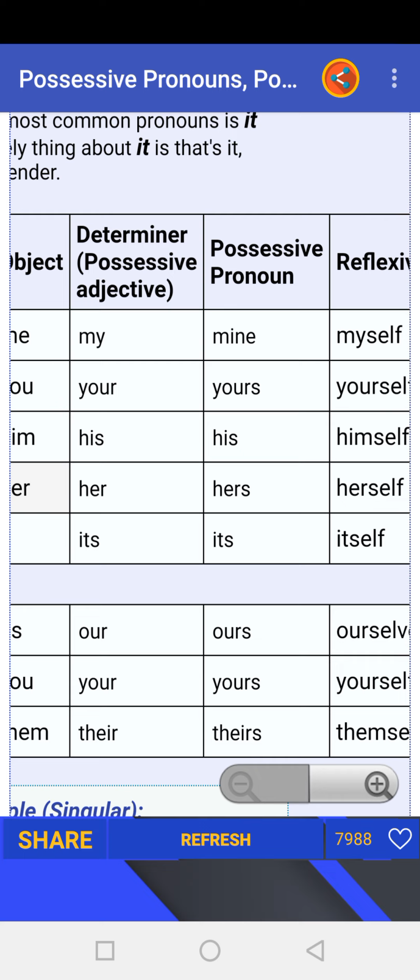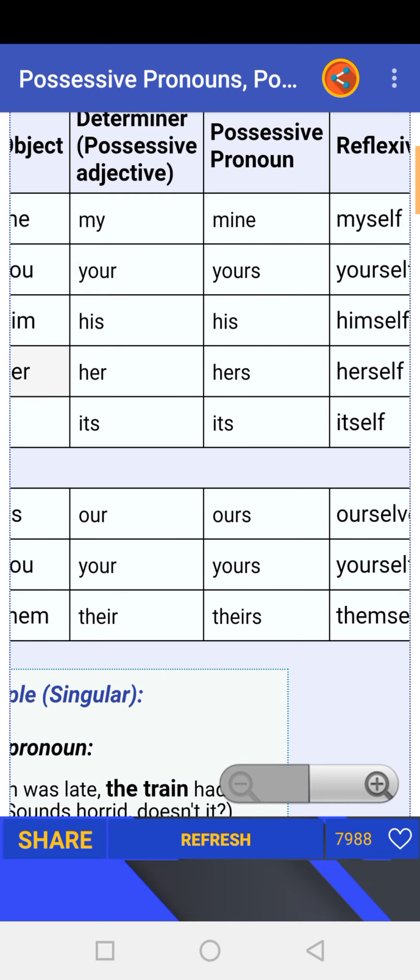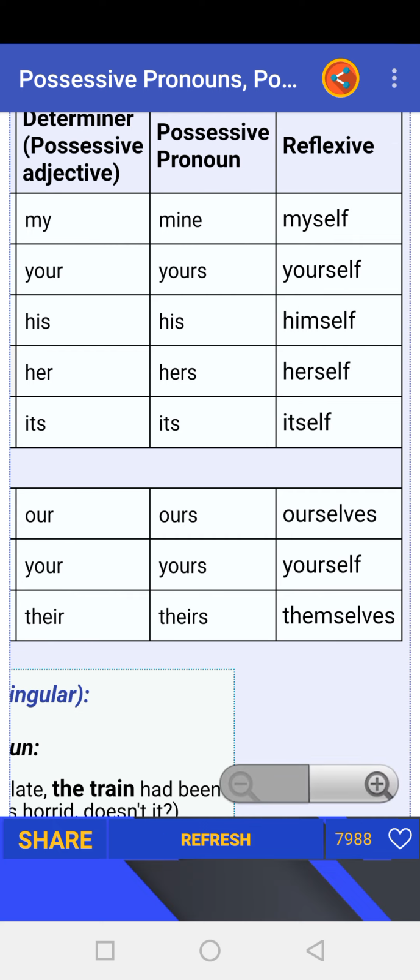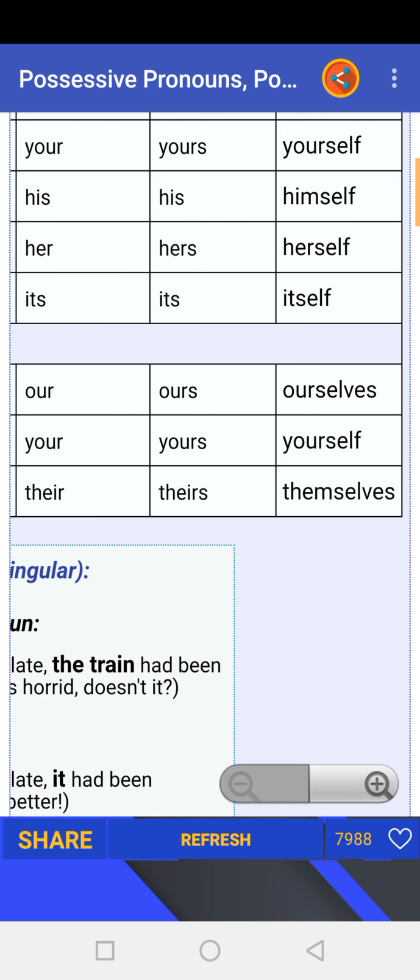Now the possessive pronouns. Mine, yours, his, hers, its. And in the plural, ours, yours, theirs. And finally, the reflexive pronouns. Myself, yourself, himself, herself, itself. And in the plural form, ourselves, yourselves, themselves.